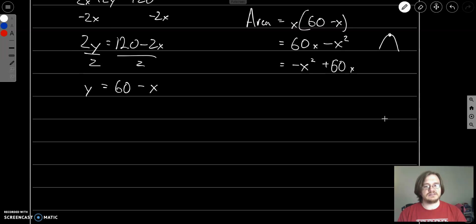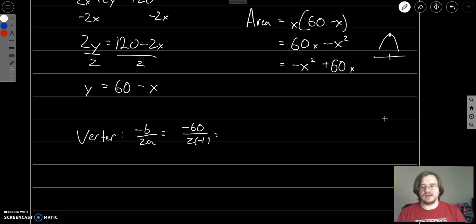So the question is, what is that maximum? Well, the maximum is going to be at the vertex. And again, where the vertex happens is going to be at negative b over 2a. So b here is 60, so this is going to be negative 60 divided by 2 times a. A is just negative 1. So negative 60 over 2 times negative 1, which is negative 2. So that's 30. So this vertex is going to be our value for x.